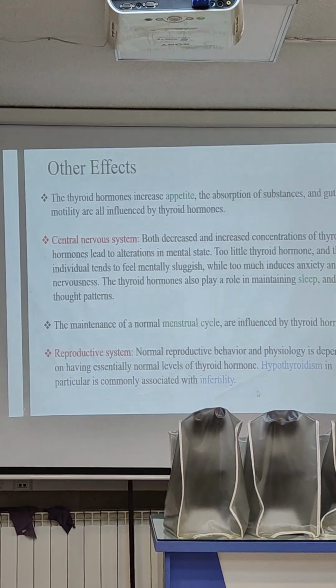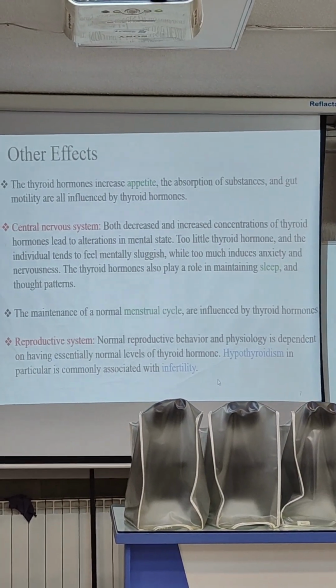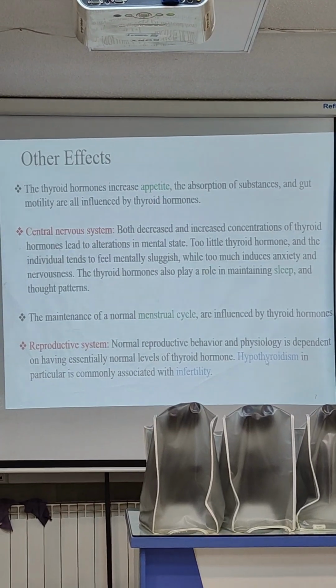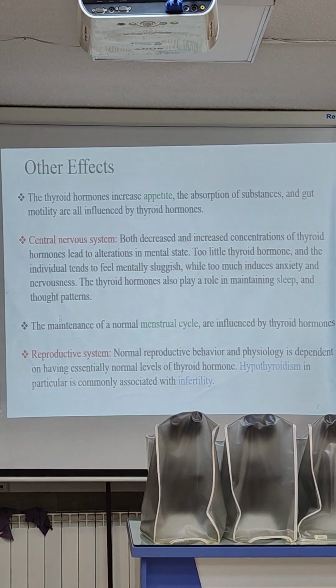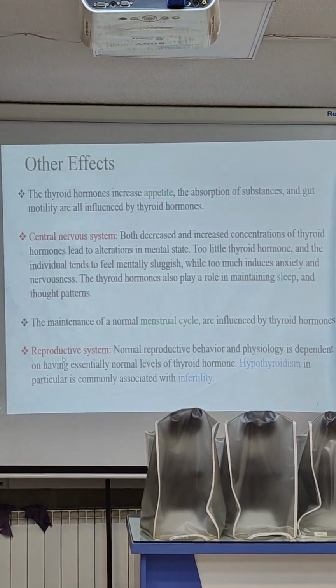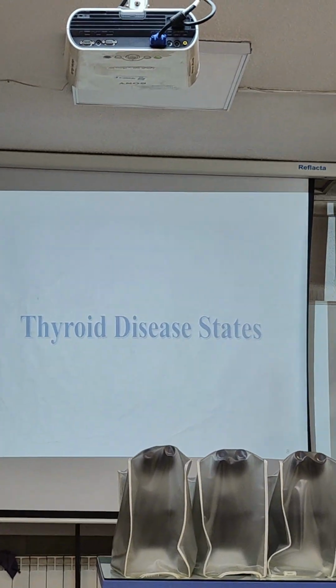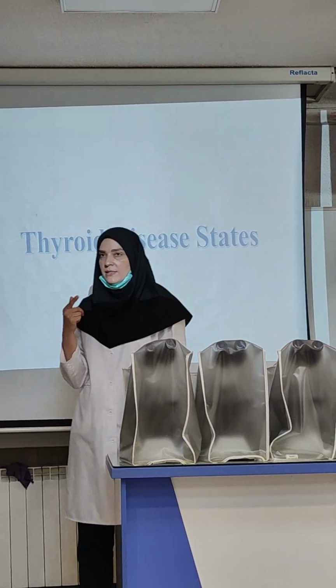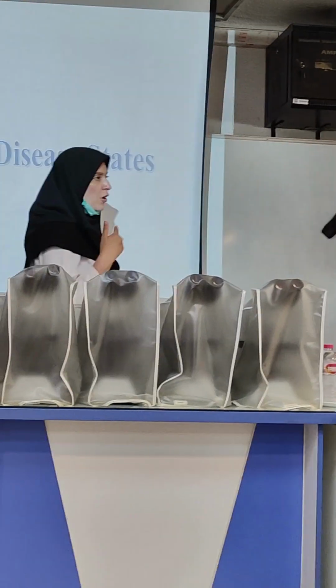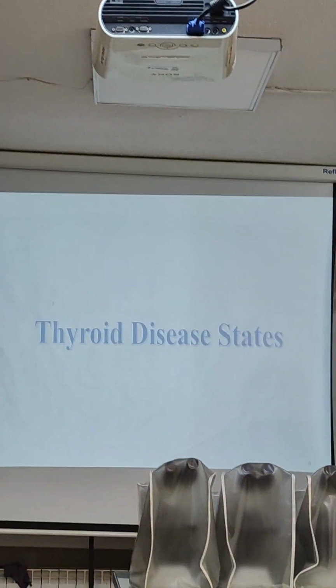And in some cases of infertility, hypothyroidism is known as the origin of the infertility, because again, thyroid hormone can affect the reproductive system. So, as you can see here, it is very, very important. As a routine test, you control the concentration of the thyroid hormone and the function of the thyroid gland.